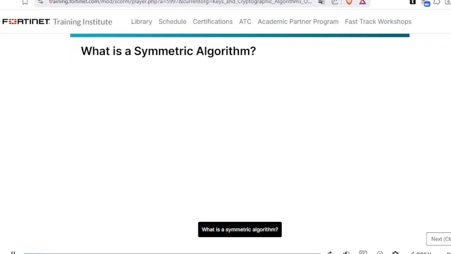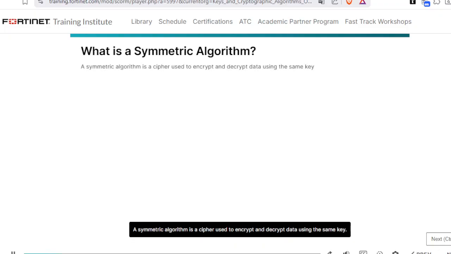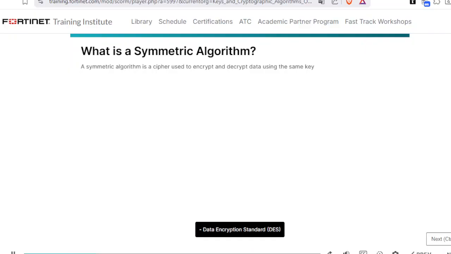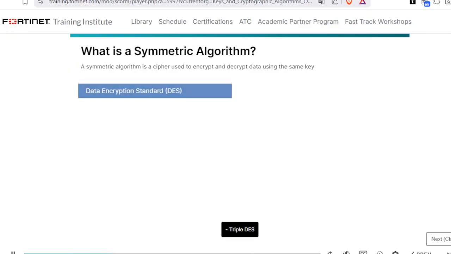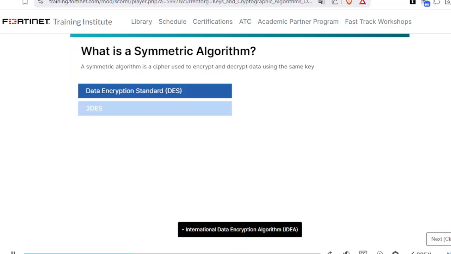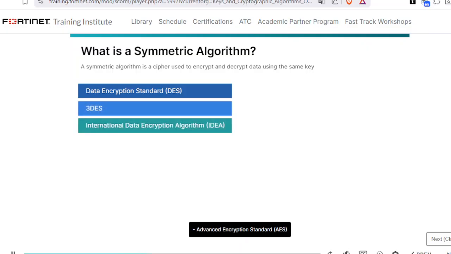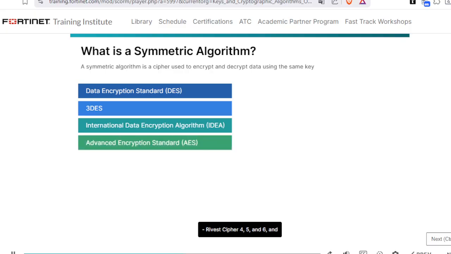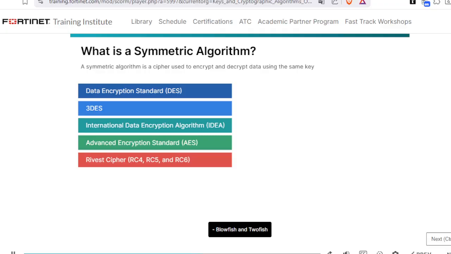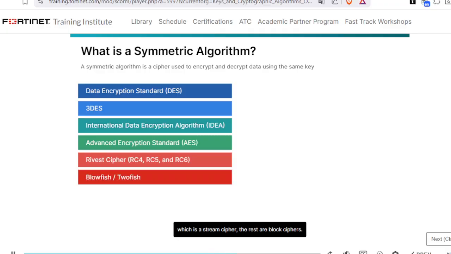What is a symmetric algorithm? A symmetric algorithm is a cipher used to encrypt and decrypt data using the same key. Examples of symmetric algorithms are Data Encryption Standard, DES, Triple DES, International Data Encryption Algorithm, IDEA, Advanced Encryption Standard, AES, Rivest Cipher 4, 5, and 6, and Blowfish and Twofish. With the exception of RC4, which is a stream cipher, the rest are block ciphers. Click each algorithm type to learn more.